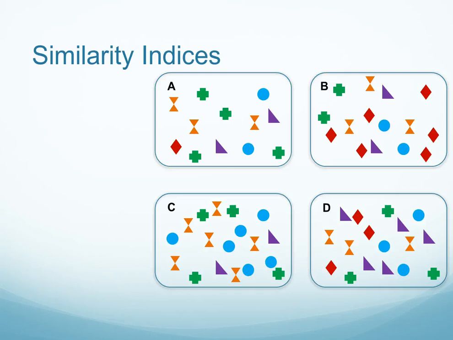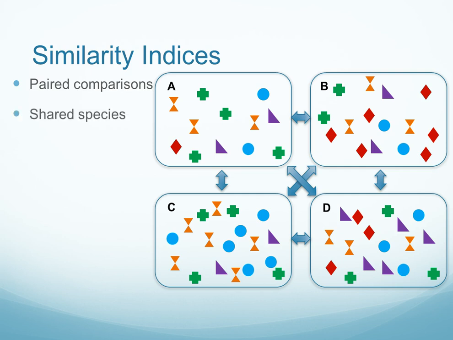Similarity indices are the third type of measurement that we're going to look at that describes diversity. With similarity indices, we are interested in being able to make paired comparisons between pairs of sites. Similarity indices are determined based on examining the number of species that are shared between the sites, as well as similarity of the relative abundance of the species that are found on the sites.